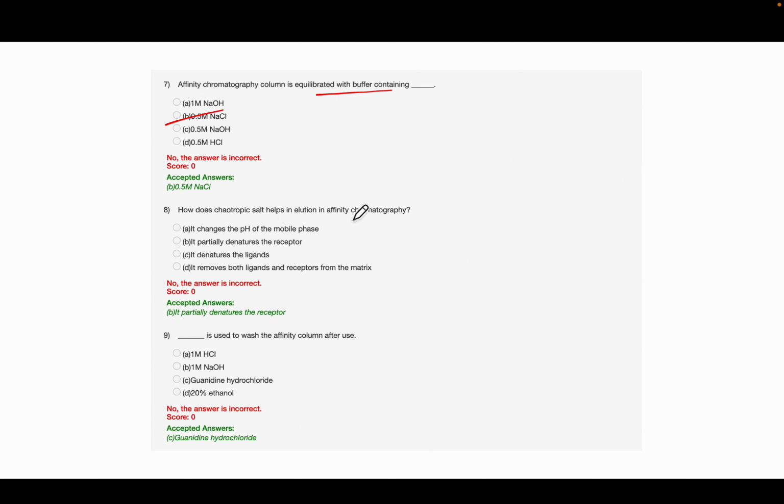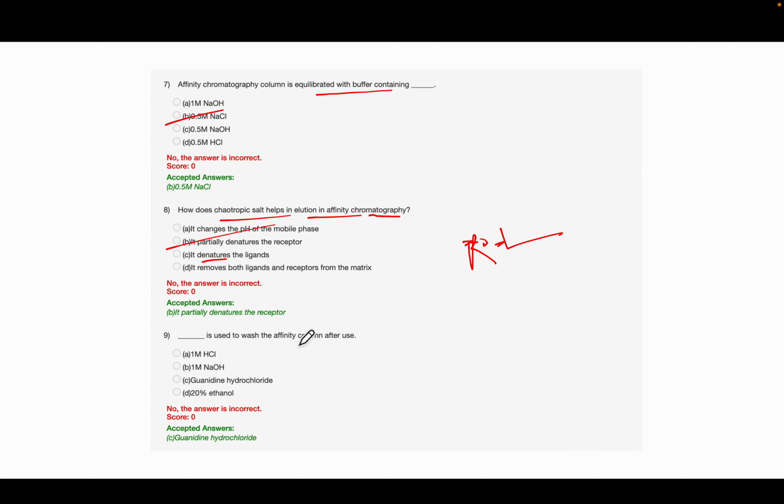How does chaotropic salt help in elution in affinity chromatography? Options: it changes pH of the mobile phase, it partially denatures the receptor, it denatures the ligands, it removes both ligands and receptors from the matrix. So what is happening? There is receptor and then ligand. They partially denature the receptor so that the receptor and ligand interaction gets disrupted and elution happens.